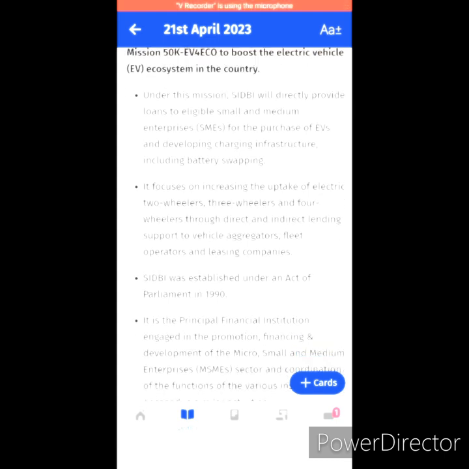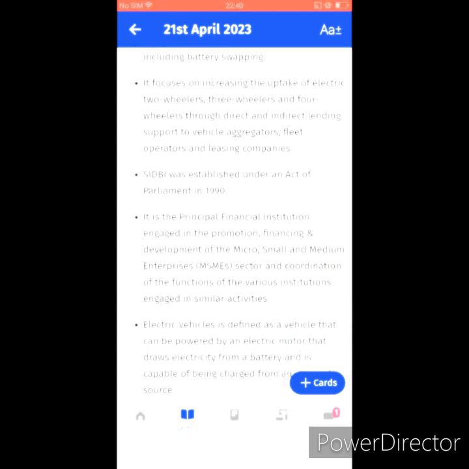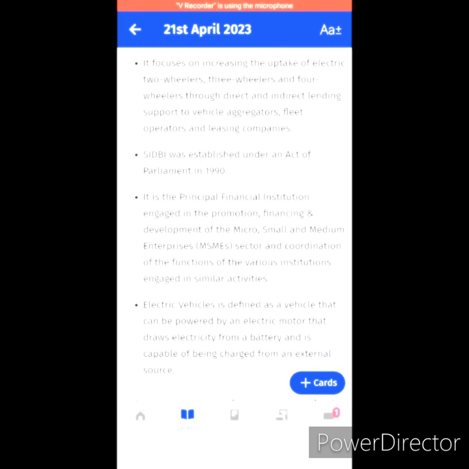SIDBI will directly provide loans to eligible small and medium enterprises for the purchase of EVs and developing charging infrastructure, including battery swapping. It focuses on increasing the uptake of electric two-wheelers, three-wheelers, and four-wheelers through direct and indirect lending support to vehicle aggregators, fleet operators, and leasing companies.